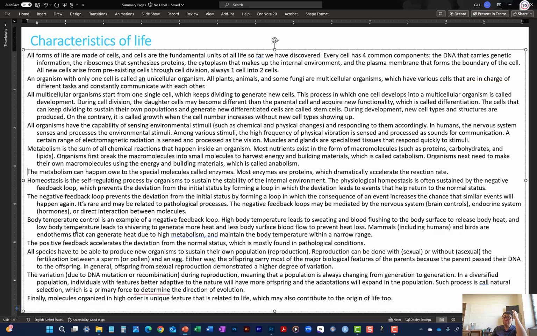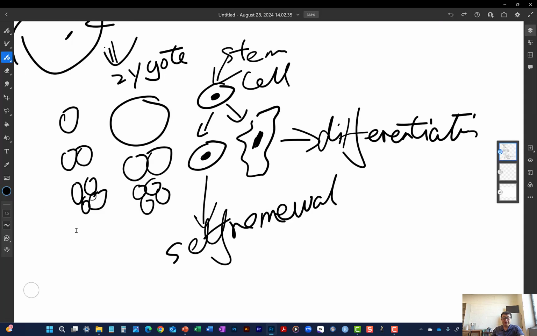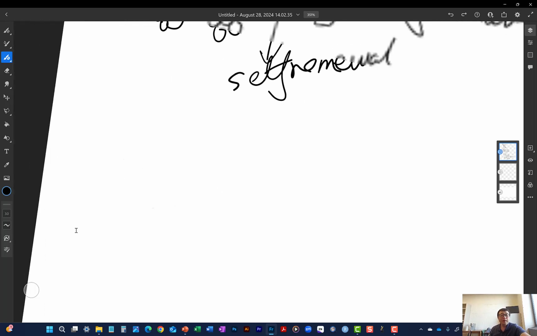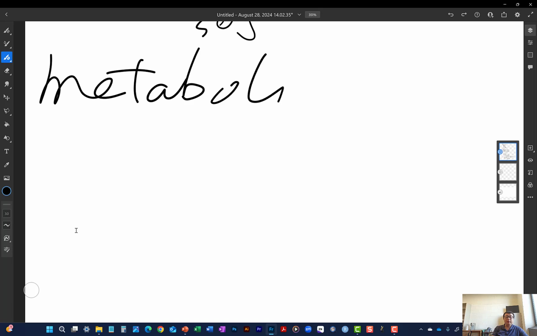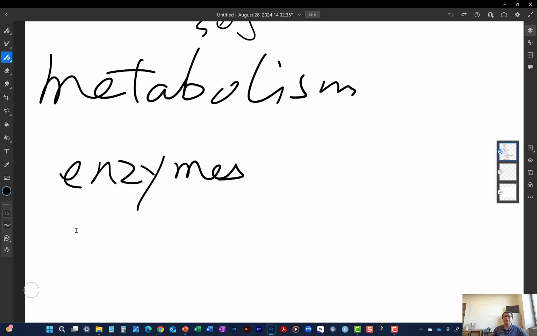It's so fast that many of those chemical reactions happening inside the body would not happen at all outside the body. To make that happen, there's a special form of molecule, which we call enzymes. Most enzymes are proteins. Only some of them are RNAs, but most are proteins. An enzyme is a special protein or molecule that makes reactions happen much faster.